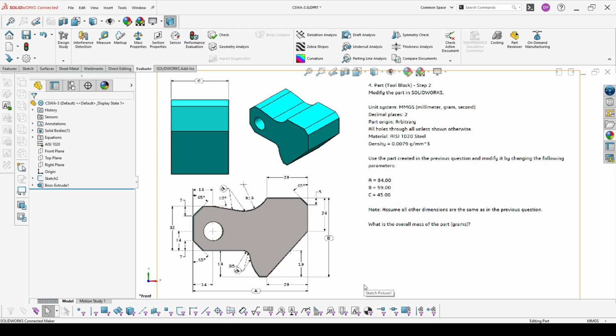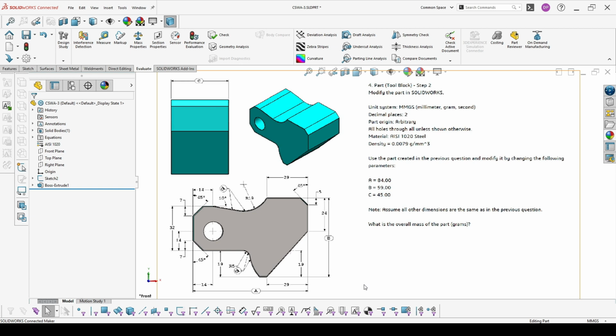Certified SolidWorks Associate Sample Exam question number 4. For question number 4, you have to use the part which you have already created in question number 3 and change the values of A, B, and C. Here you will also see a note that you should assume that all other dimensions are the same as in the previous question.